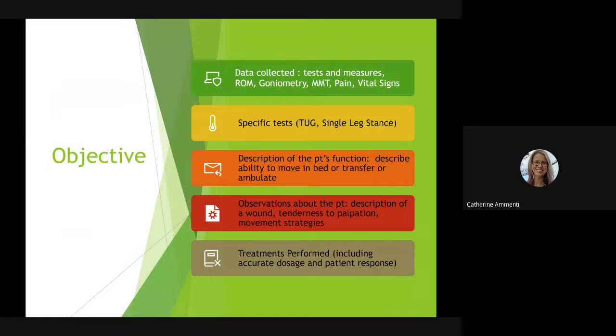And you can't really post a video of their gait in the notes. So you have to describe the gait. You have to describe the discrepancies.